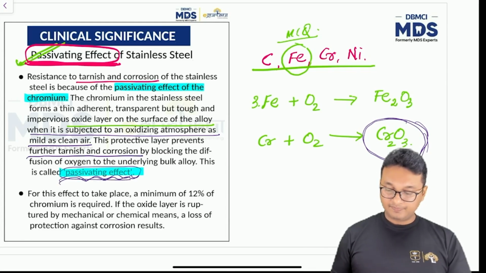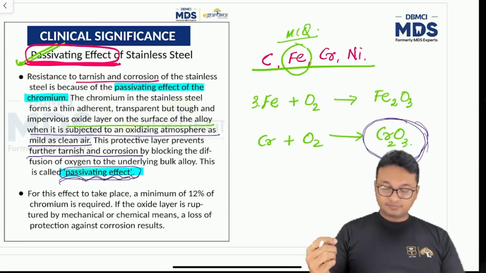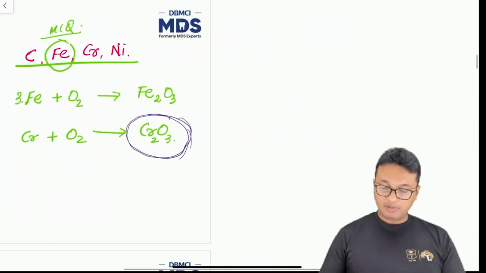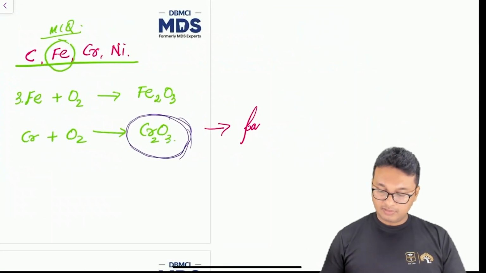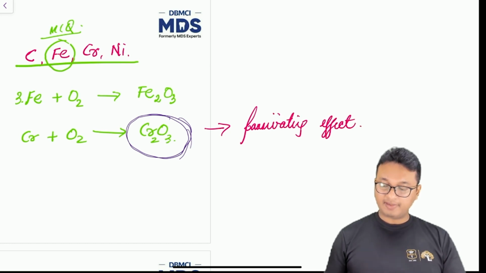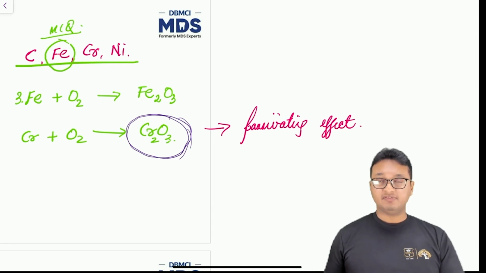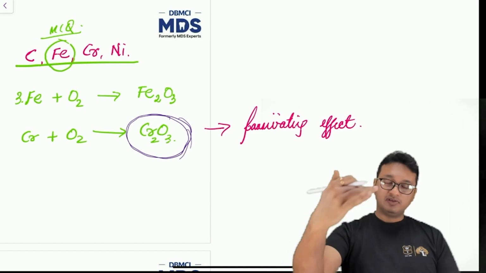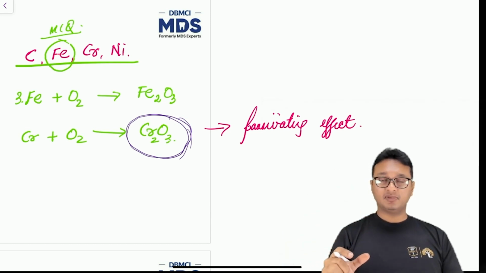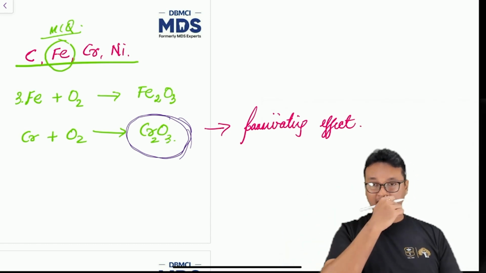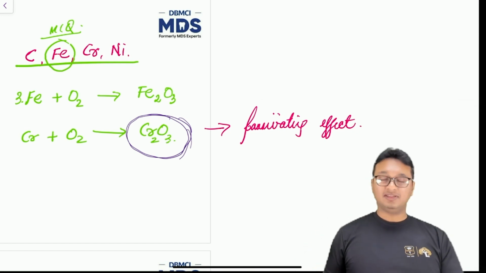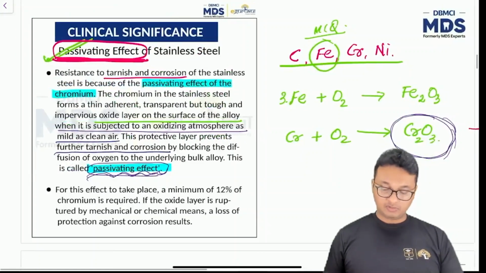Did you get me? What did I say? There is a preferential reaction of chromium with the oxygen to form chromium oxide. This chromium oxide is what is responsible for passivating effect. It forms a passivating layer on the surface of the stainless steel which does not allow further diffusion of oxygen molecules in the atmosphere further into the bulk of the metal, into the bulk of the rod. Suppose you are talking about an iron rod. So this prevents the further tarnish and corrosion. That's why this phenomenon is known as passivating effect of chromium.